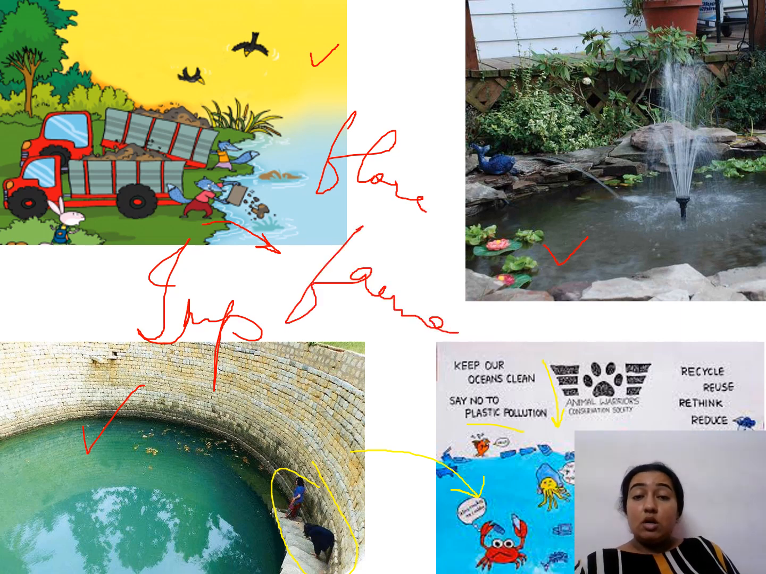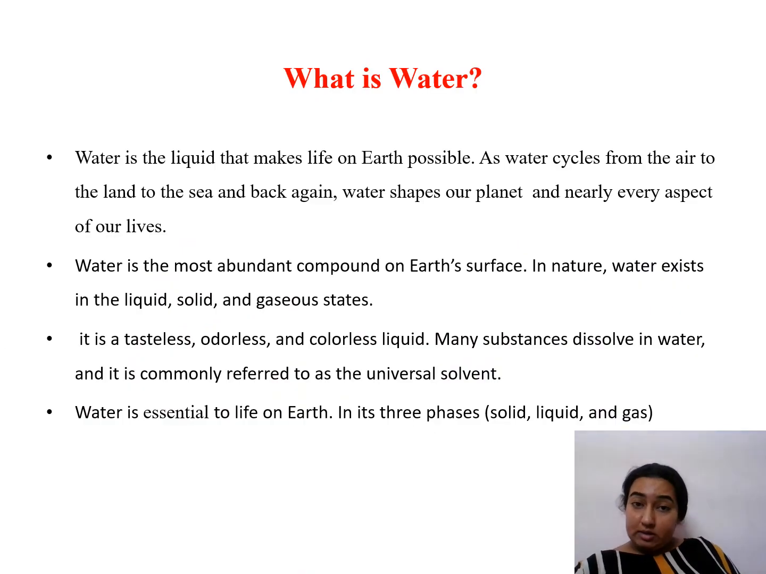Now, before we proceed further, the simple definition of water. We can say we drink water, we bathe with water, when we feel thirsty we drink water, that is water. But it is something more. Water is a liquid. Always remember there are three states: solid, liquid and gas. So water is the liquid form that makes life on earth possible.